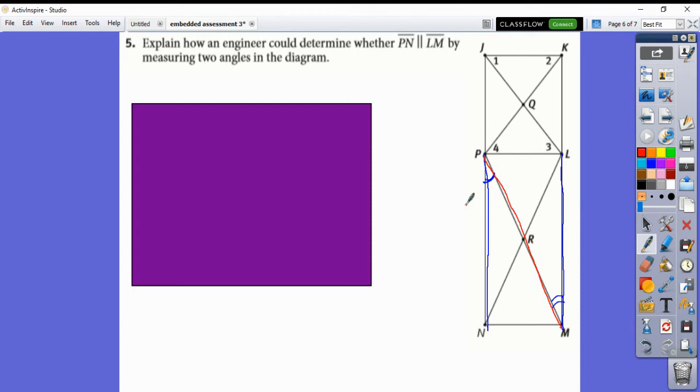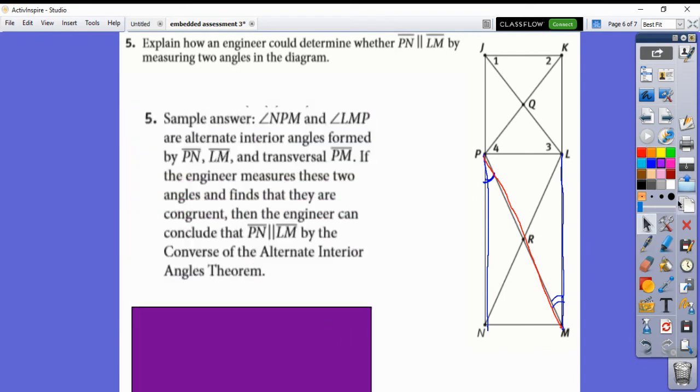So now we could ask ourselves, are these two angles, angle NPM and angle LMP, interior or exterior angles? They're inside these two blue lines, right? We've got a lot of interior angles in this embedded assessment. This is our first time, though, that we've had two angles that are on different sides of the transversal. Here's our red transversal PM. Angle NPM is on the left of that transversal. Angle LMP is on the right of that transversal. So those are actually alternate interior angles.